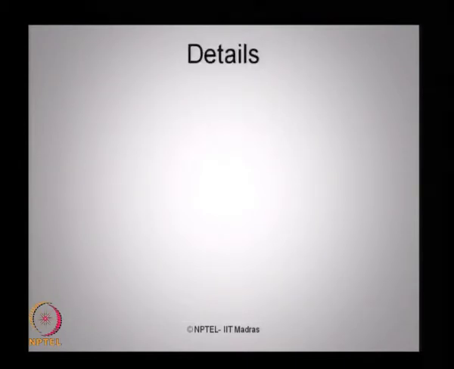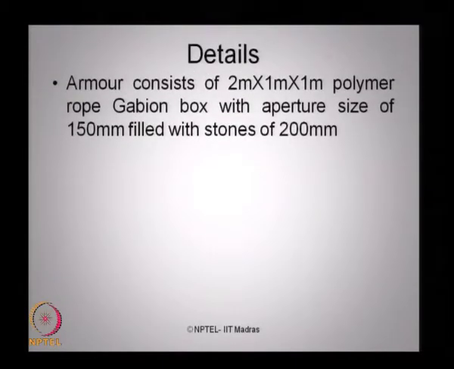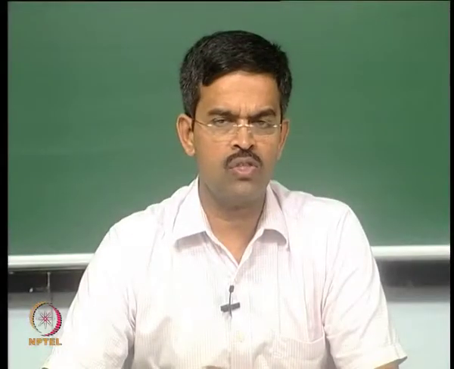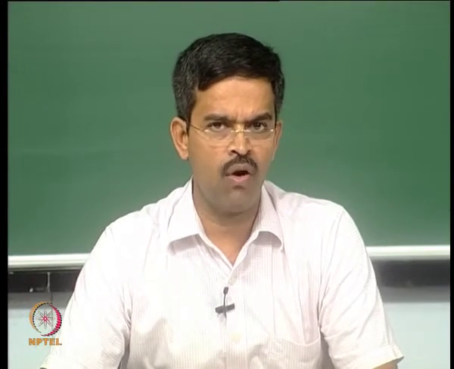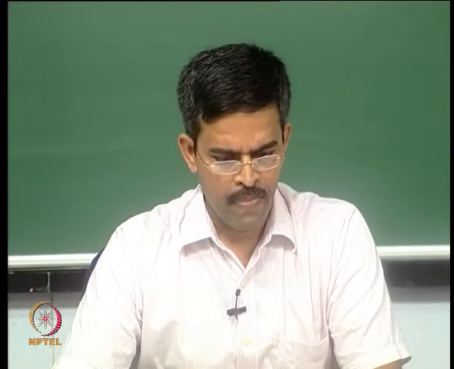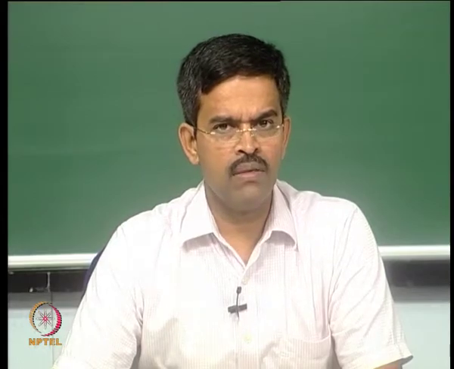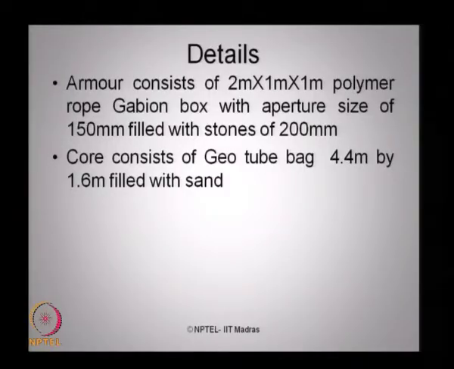If you look at the details of this construction, the armor essentially consists of 2 meter by 1 meter by 1 meter polymer rope gabion boxes with an aperture size of 150 mm, which are filled with stones of 200 mm, which act as a counterweight on the top of the core material of geotube, which forms an embankment. The core of the embankment consists of geotube bags of 4.4 meter by 1.6 meter, which are essentially filled with sand.